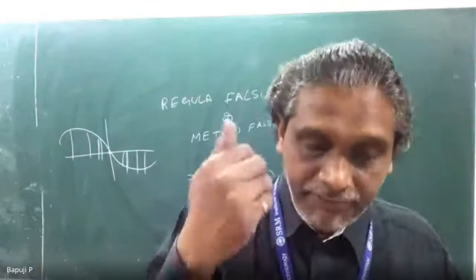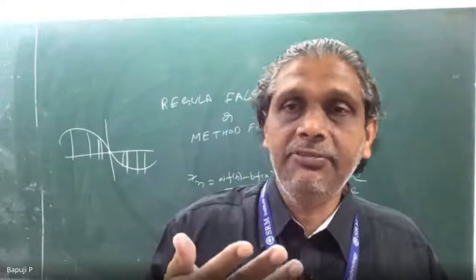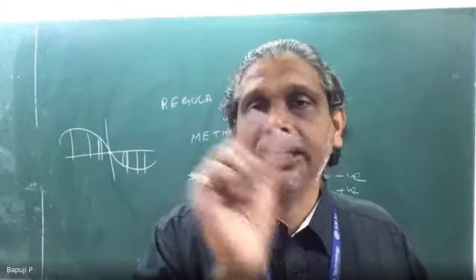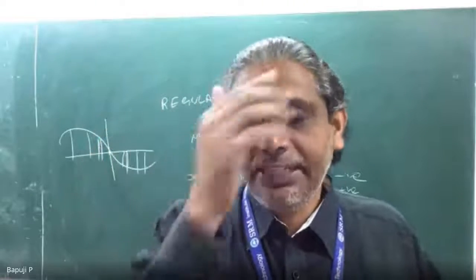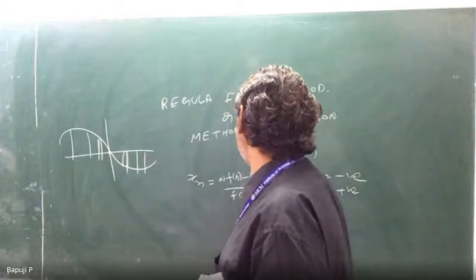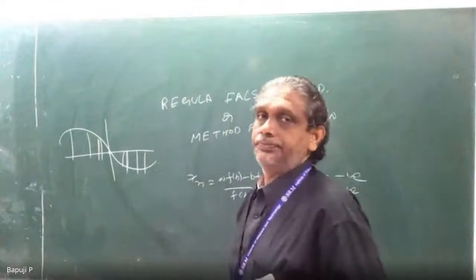Then further, I want to find the root. Correct or not? Previously, what did we do? Bisection method means a plus b by 2, and x1, x2, x3 I got. But here what formula will you use? A into f of b minus b into f of a, divided by f of b minus f of a. Here I will get the new root.